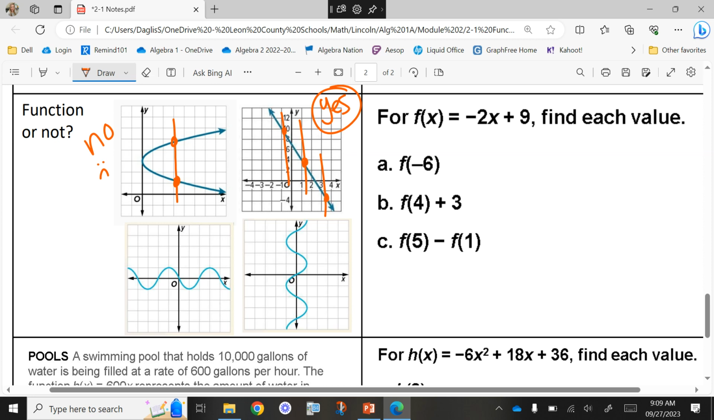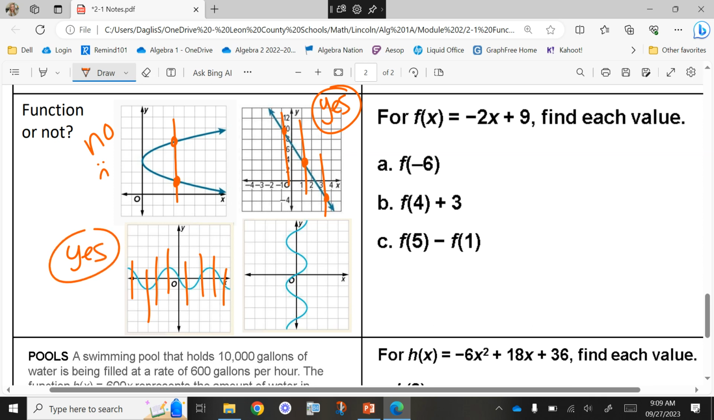All right, how about that wavy looking one going sideways? Where did you draw a vertical line and it touches twice? This sideways wavy one, I forget if this is cosine or sine. It's one of those. This is a function. Yes, this one passes. We're good.